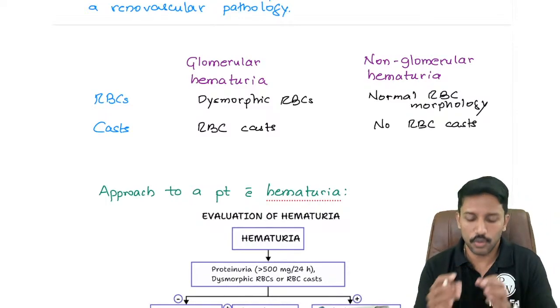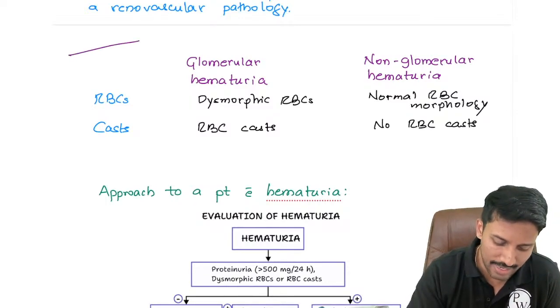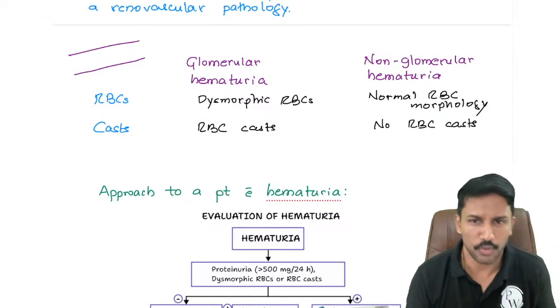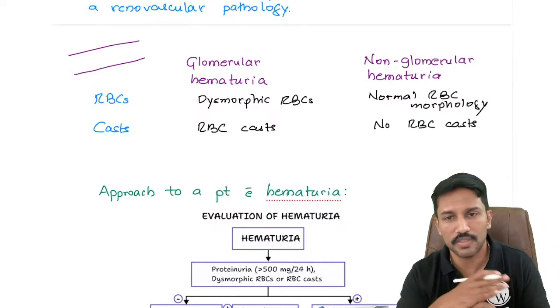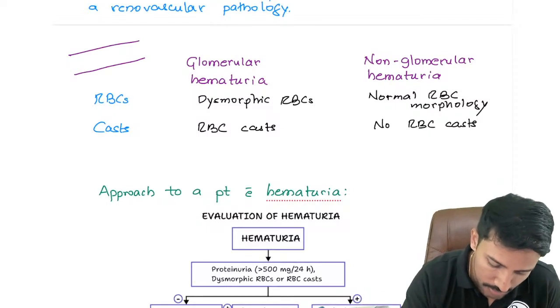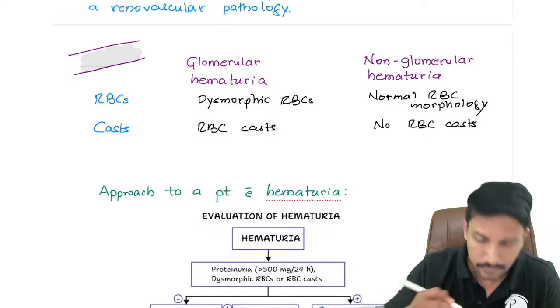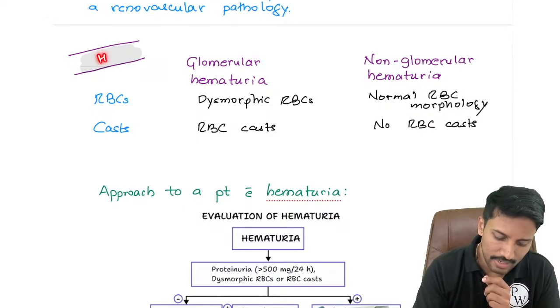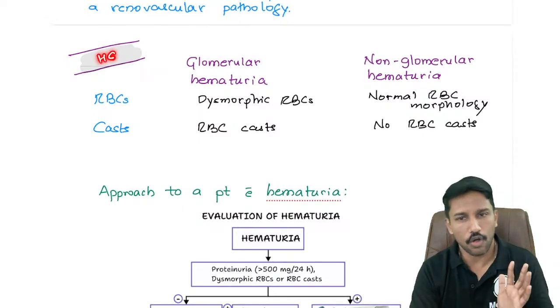Basically what happens is, in your collecting duct and collecting tubules, as the urine flows through them, the Tamm-Horsfall protein and the small molecular weight proteins which are filtered from the glomeruli are passing through this. They settle here and form a cast, and they take the shape of the tubule. This cast is called a hyaline cast. So hyaline cast is normal.